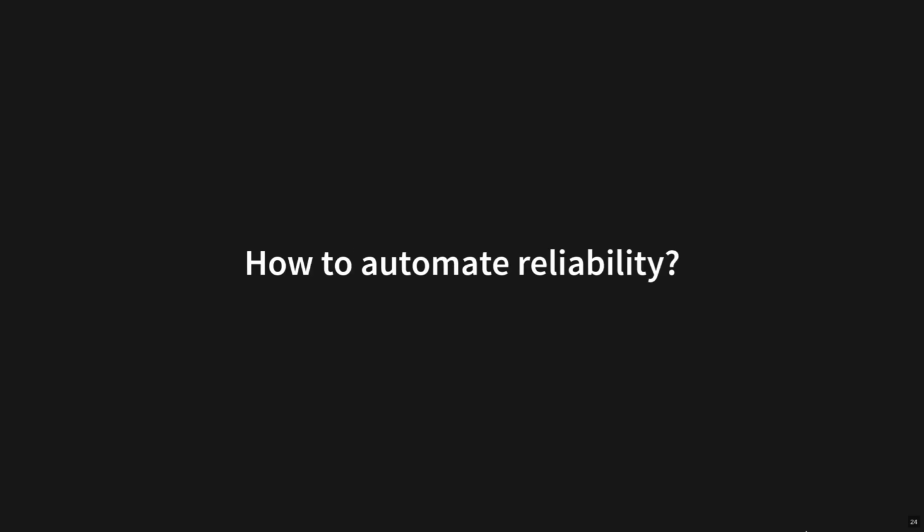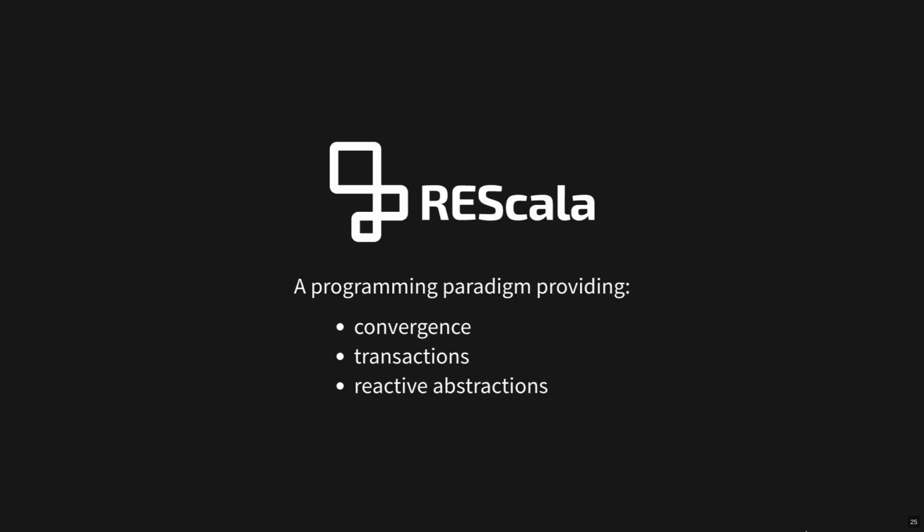And the question that this paradigm needs to answer is how to automate reliability. But the key here is really automation, because the problems we have are not suited to fix them individually. Rather, we need to provably, once and for all, make sure that they cannot occur using our paradigm. Our solution is REScala, which is our implementation of a paradigm that does provide automatic reliability using the following three ingredients: convergence, transactions, and reactive abstraction.